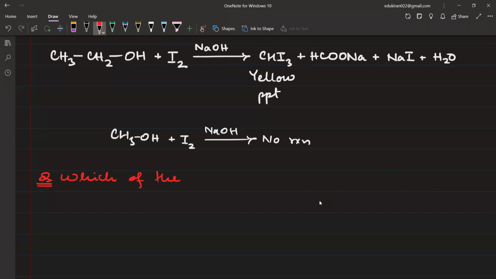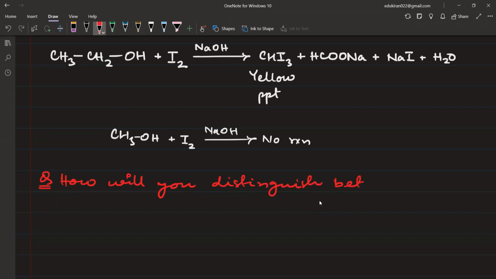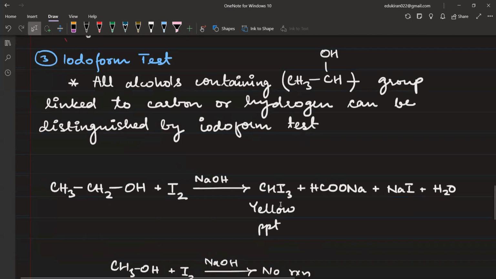Like the question. Which of the following, rather, let me ask another question. How will you distinguish between... Sir, could you show the Iodoform test part again? This is the test reaction. No, the description part. Okay? Yes, sir.